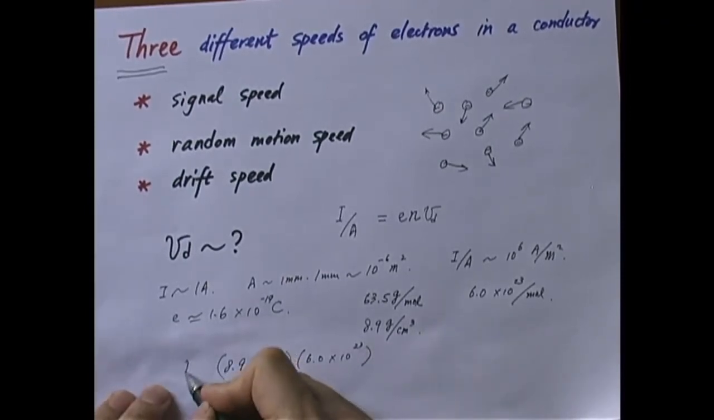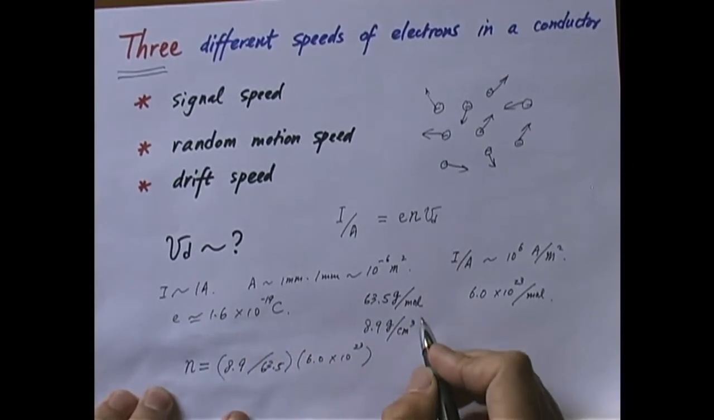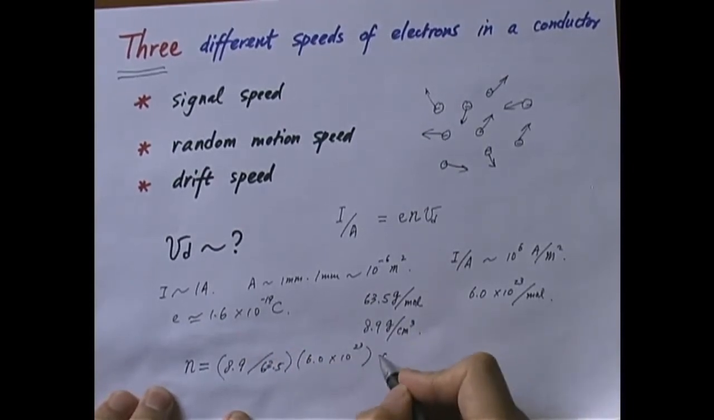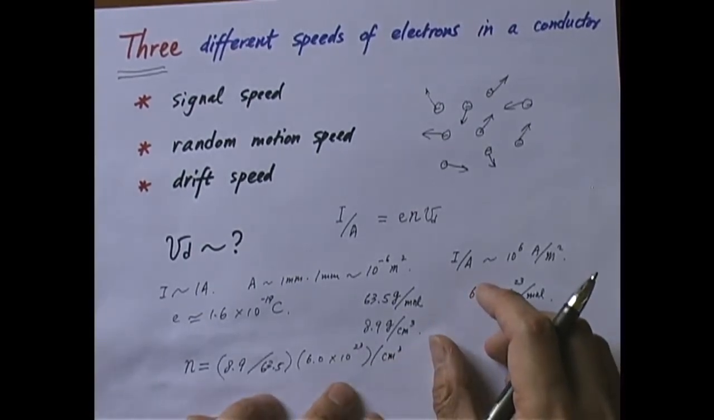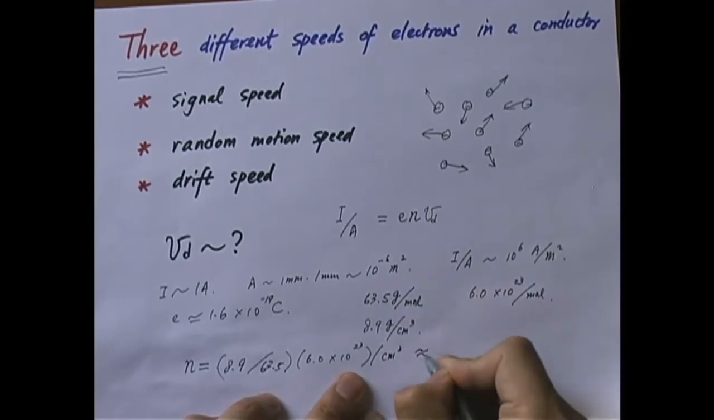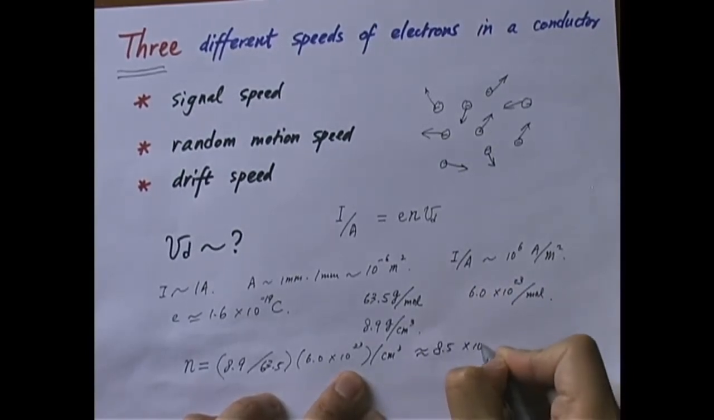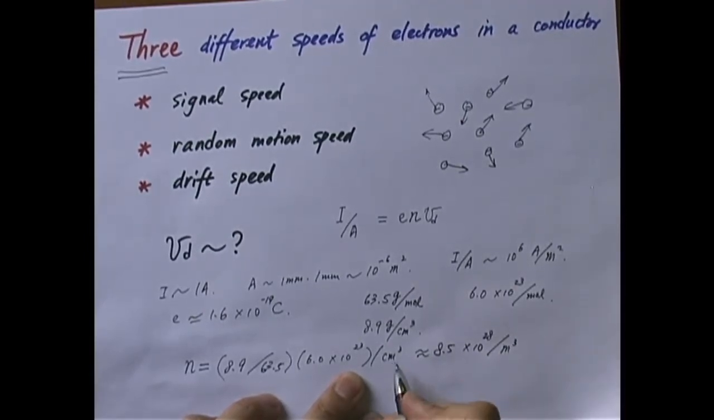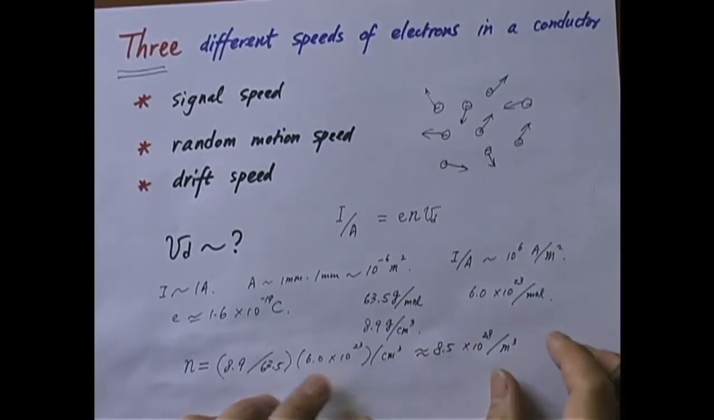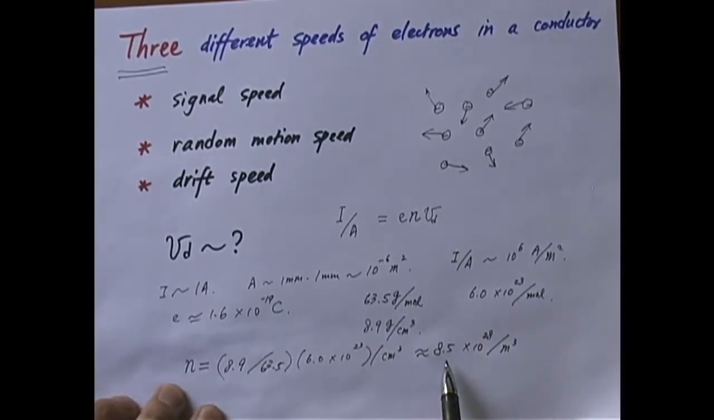The number density N of mobile charge in a piece of copper is just this: 8.9 divided by 63.5 times 6.0 times 10 to the 23. And if you work this out, it turns out to be roughly 8.5 times 10 to the 28 electrons per meter cubed. I changed it from centimeter cubed to meter cubed. All you have to do then is to plug this into here.